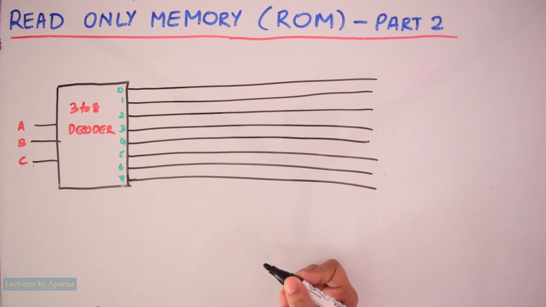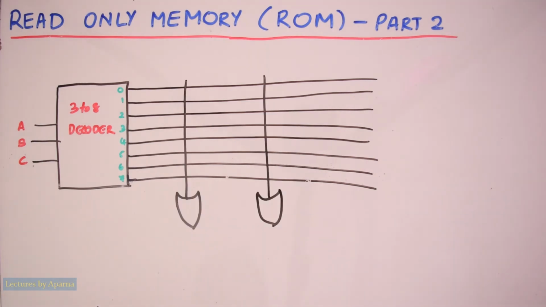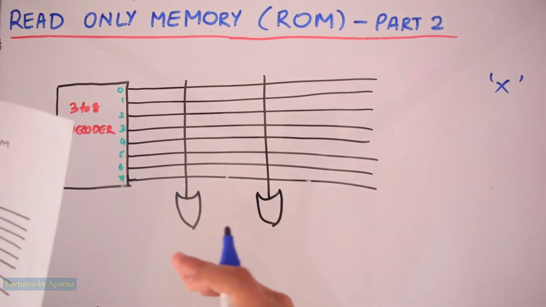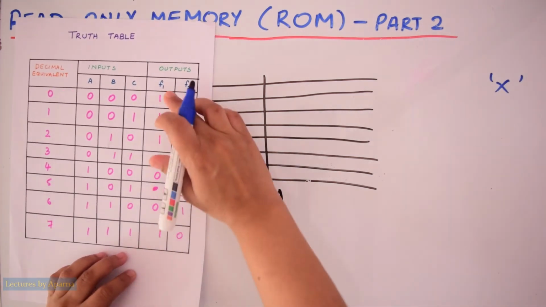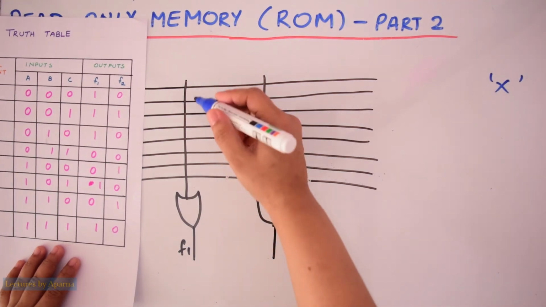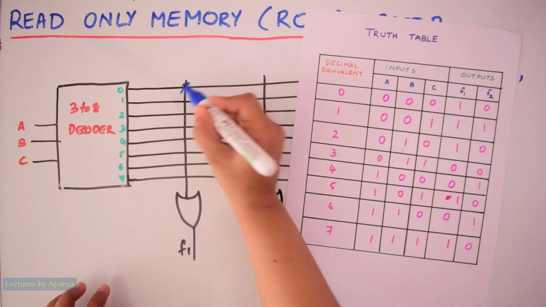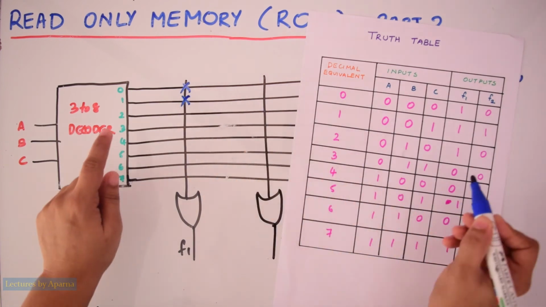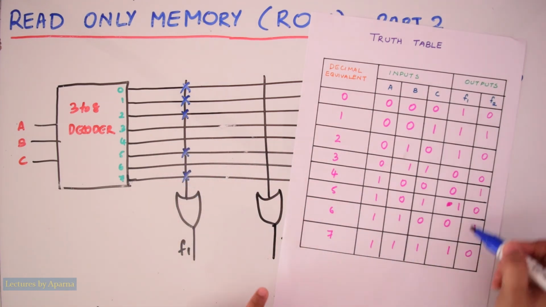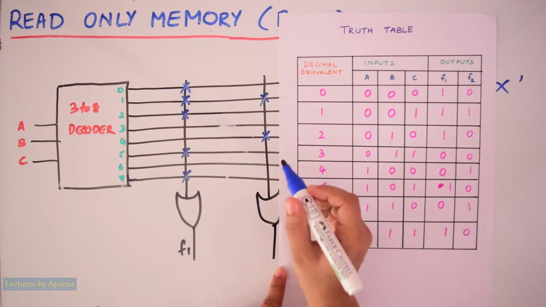Now we have to draw the OR array. Since we have to implement two functions F1 and F2, we will draw two OR gates. One for function F1 and the other for function F2. So we drew the OR array. Now we have to put a cross mark in the place of ones by looking at the truth table. This output is F1 and this output is F2. So for F1, in the place of 0 you have to put a cross because it is 1 there. Next, in the place of 1, you have to put a cross. At 2 also a cross. Next at 5 a cross. 7 a cross. For F2, in the place of 1, you have to put a cross. 4 a cross and 6 a cross mark.